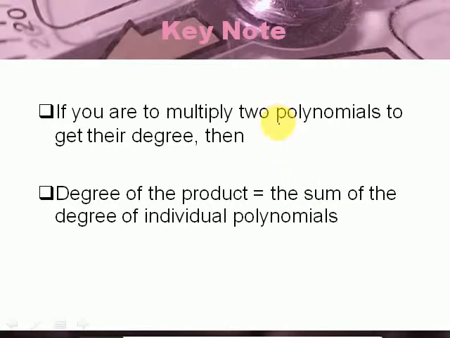Okay, if there are three polynomials, find the degree of each and every polynomial, and then add them, and then you will get the degree of the product of those polynomials. Let us understand this better using one example.